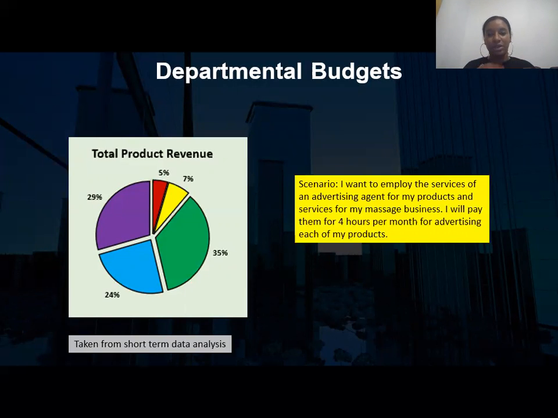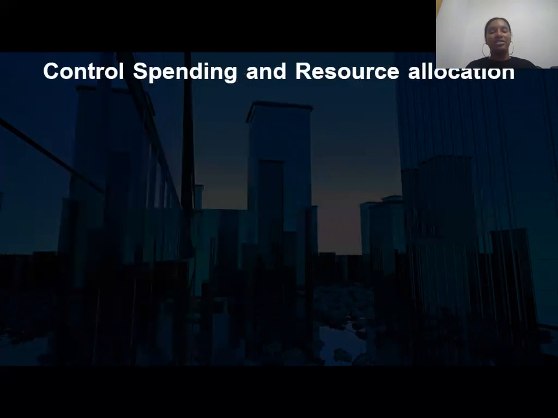Yeah, you would need to look at each of your departments and say, actually, I'm going to give you X amount for this product and X for that product and X for that product, and so on. Control spending and resource allocation. This is another really key, however overlooked, element of businesses.